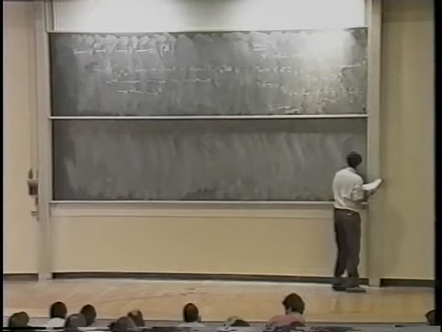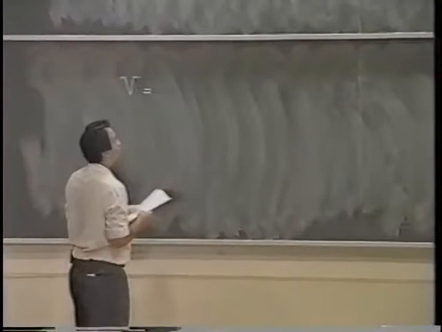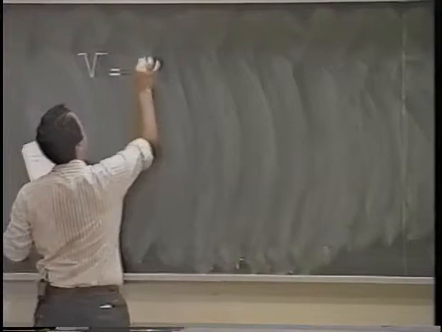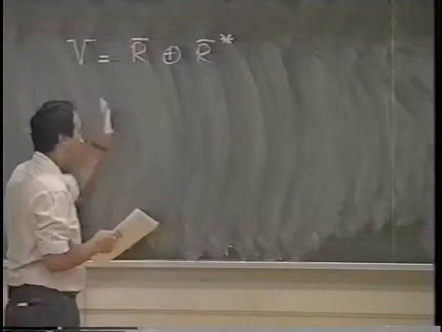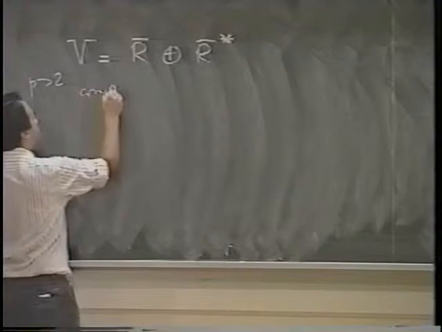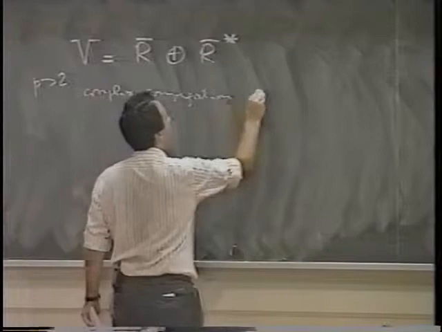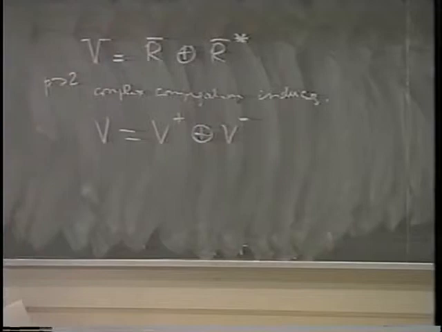Once you have this, so we are doing step two, it means we assume that V0 is free. So if we have this decomposition, we can write on one hand V as something isomorphic to R bar plus something isomorphic to its dual by step one. And on the other hand we have another decomposition of V by using complex conjugation. P is odd, of course, so complex conjugation induces a decomposition V equals V plus plus V minus, the plus one eigenspace and the minus one eigenspace.